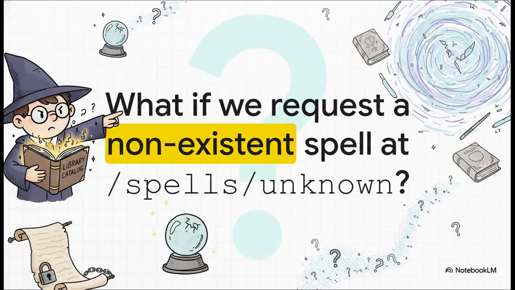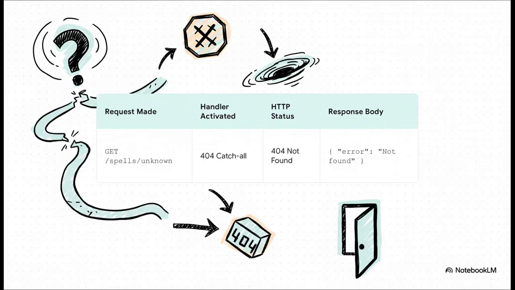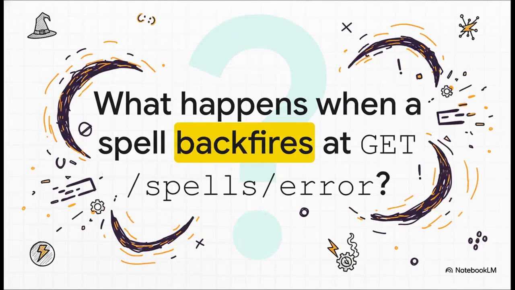All right, next up. A student is trying to find a spell that's definitely not in the books. They make a request to spells/unknown. What's going to happen? Well, Express looks for a route that matches and finds nothing. So the request just falls all the way down, right into our 404 catch-all handler. And boom, we get a nice 404 not found with our clean JSON message. It works exactly as designed.